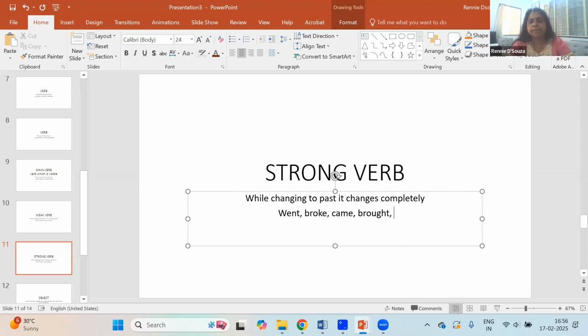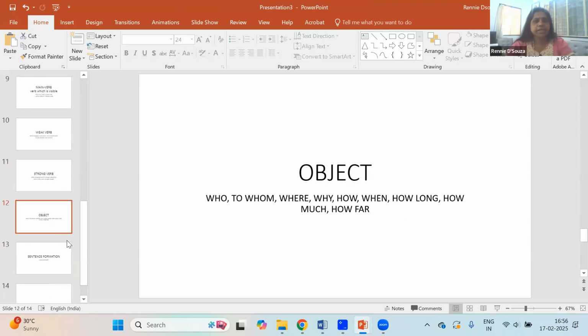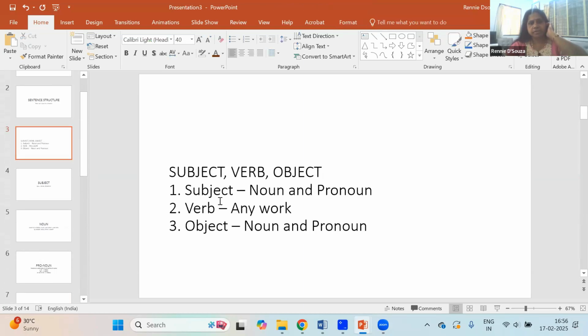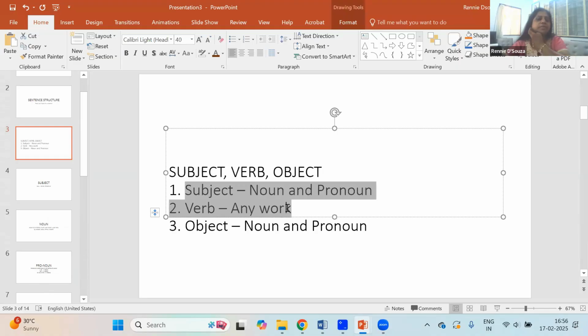For example, we have seen go has become went. Go is in the present tense, went is in the past tense. Break in the present tense, broke in the past tense. Come in the present tense and came in the past tense. So dear friends, we have seen that it has completely changed.